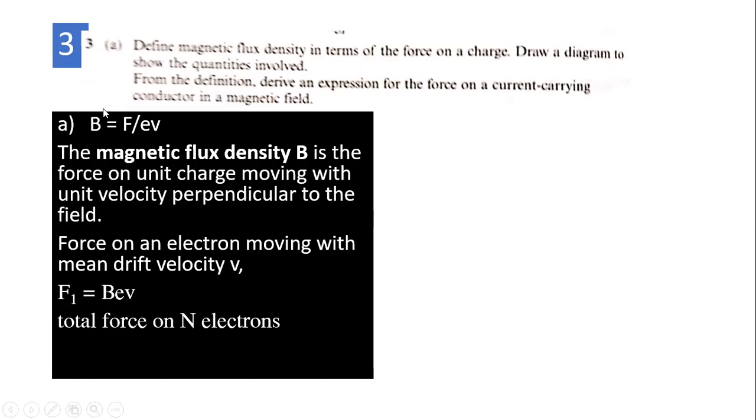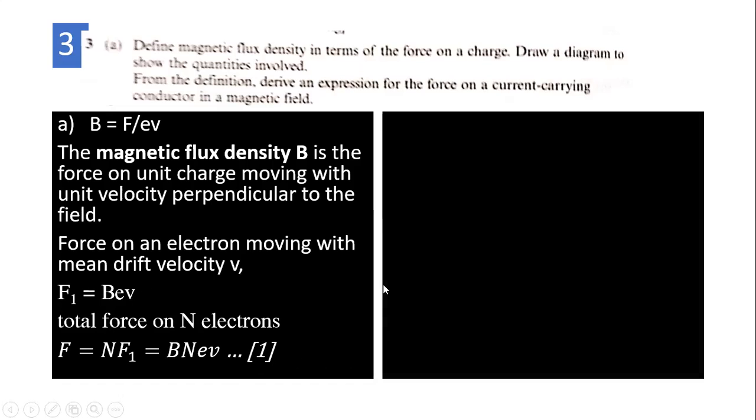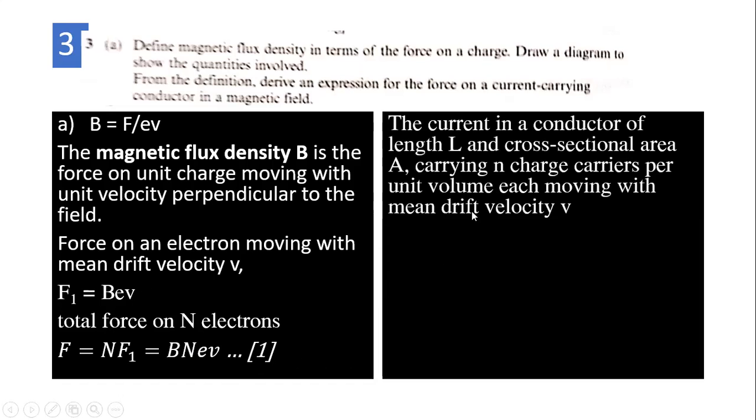Start with the definition. Force on one electron, then total force on n electrons. That's all. And then look at the length of the conductor: cross-sectional area A, length L, carrying n charge carriers per unit volume, each with mean drift velocity V. Get that equation, I equals nEAV. And then what is n?